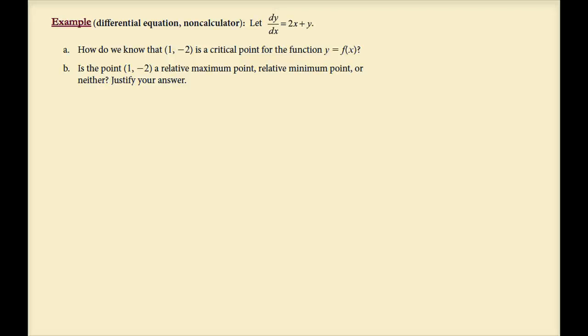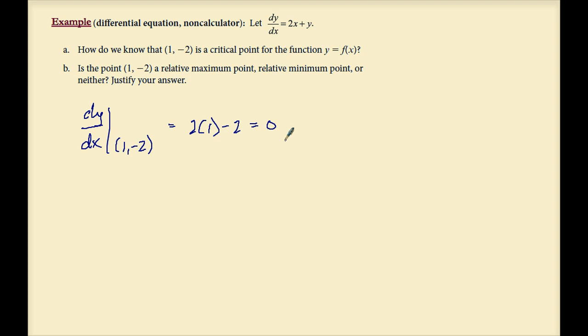So if the value at (1, negative 2) in the slope function dy/dx is 0, we'll know it's a critical number. So let's find dy/dx at (1, negative 2). That will be 2 times 1 minus 2, which is 0. Therefore, (1, negative 2) is a critical point for the function y equals f of x.